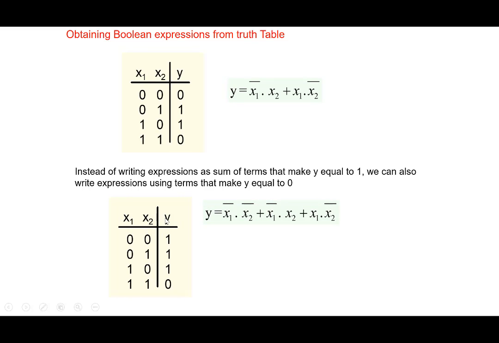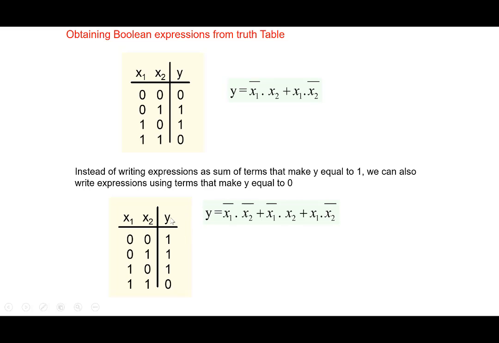So for example, if you focus on when y is equal to 1, y is 1 here, so you would write it as x1 bar dot x2 bar. Y is 1 also here, so you'll write it x1 bar dot x2. Y is also 1 here, so you write it as x1 dot x2 bar. So y is the sum of all three. It looks like a complicated expression, right?